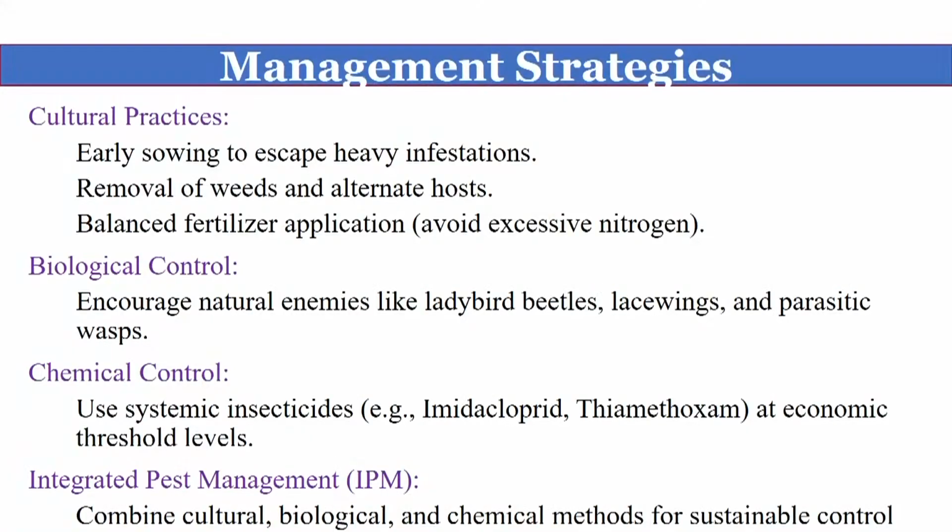And from a management point of view, you can apply cultural practices like early sowing that can escape heavy infestation, and removal of weeds in the area where wheat has been growing or the entire field. You may remove the alternate hosts also, and a balanced dose of nitrogenous fertilizer is more important. From a biological point of view, you can encourage natural enemies like hoverflies, ladybird beetles, lacewings, and many other parasitic wasps. You can also apply a systemic insecticide like imidacloprid. A combination of cultural, biological and chemical methods may be applied for sustainable control.